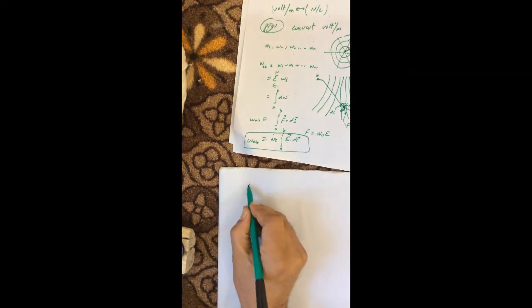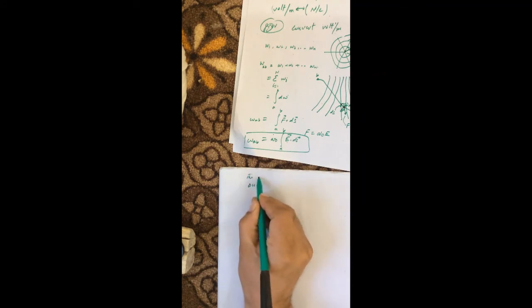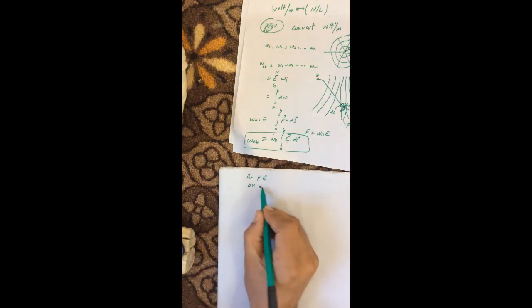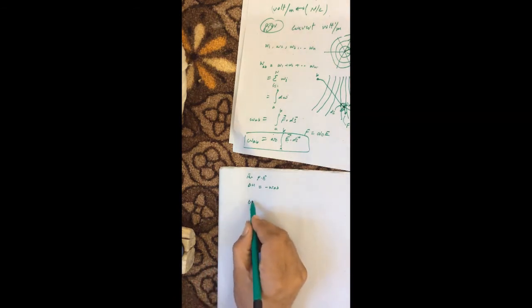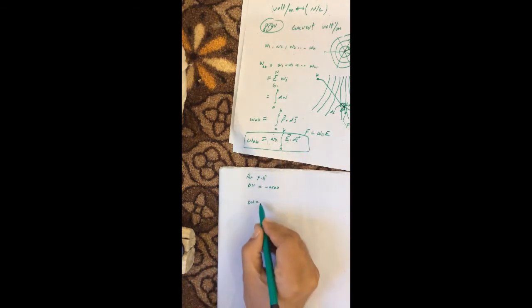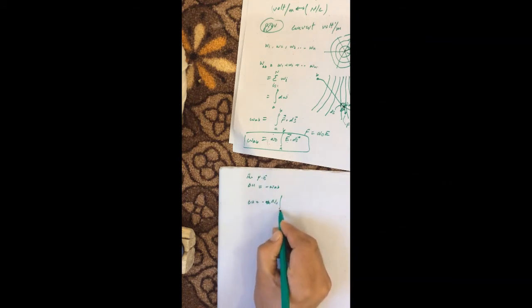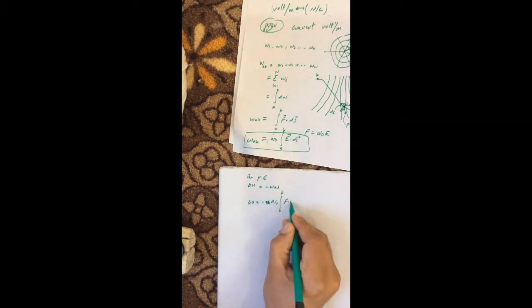This means that the potential energy, I call it PE, delta U, is equal to minus the work done from A to B. So delta U is equal to minus Q naught times the integral from A to B of E dot ds.